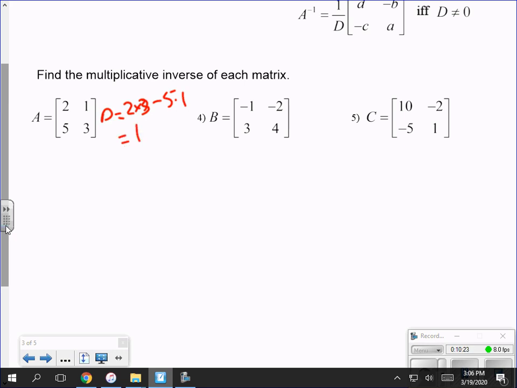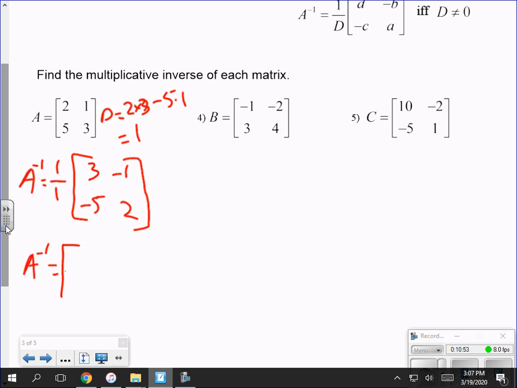Oh, that's really easy to find the inverse matrix. So A inverse is equal to 1 over the determinant, which is 1 over 1, times, I swap the diagonals across this way, A and D, so I get 3 here and 2 here, and then I change the signs of the other ones. Then I multiply times that, and I get A inverse is equal to 3, negative 5, negative 1, 2. That's how you find the inverse of a 2 by 2 matrix.